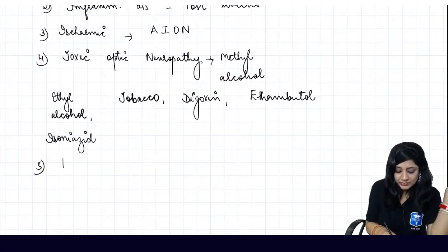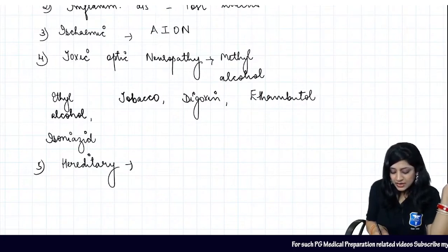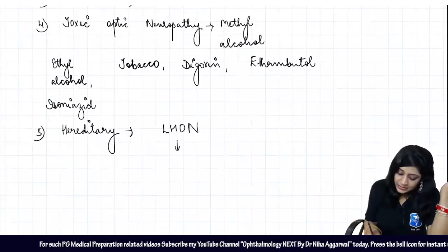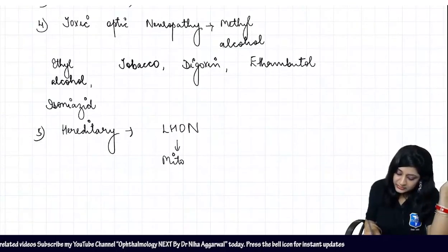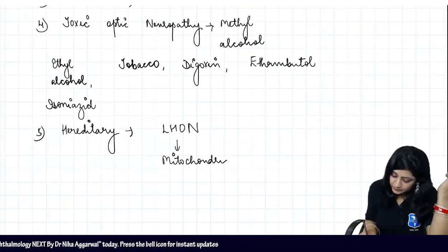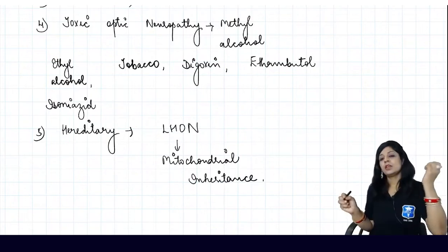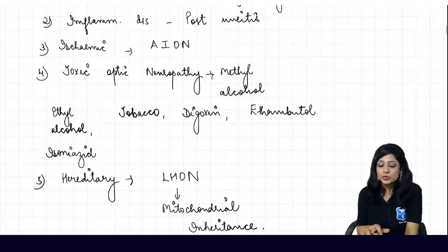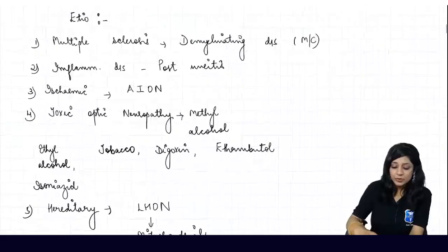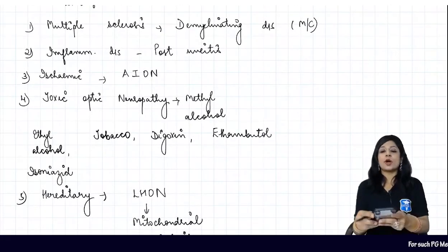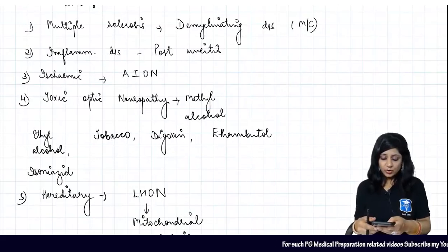We can also have hereditary causes. Among hereditary causes we may have Leber's hereditary optic neuropathy, which has a mitochondrial inheritance pattern. Where do you get the altitudinal hemianopias? Another important question. These are all the causes of optic neuritis.